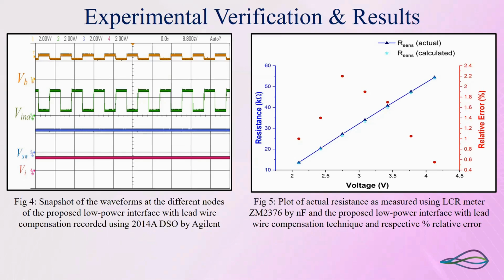The blue dots show the points that we have acquired using an LCR meter by NF. And I don't know if it is visible on the screen. You can see R sense calculated at the top using ivory or light green color. So that shows what we have calculated with a worst case error of 2.3%.